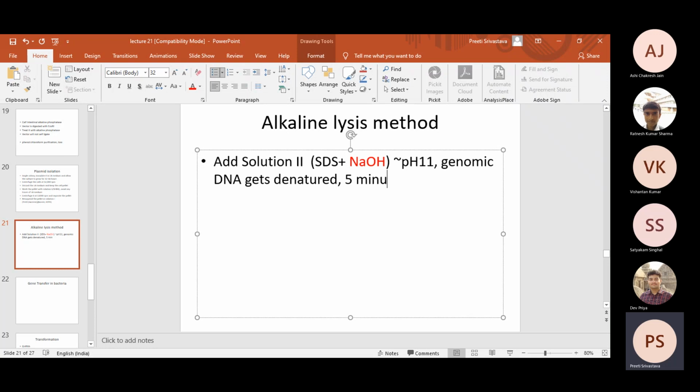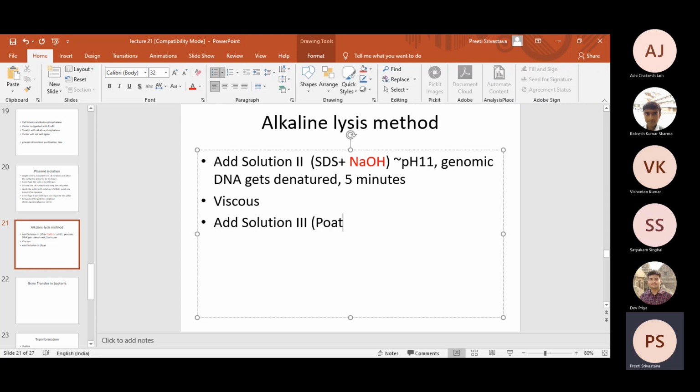This lysis is performed for a maximum of 5 minutes and not more. After this step, you will find that the whole solution becomes very viscous, because you have treated with SDS, which lyses the membrane, right? So the membrane is lysed. Sodium hydroxide has denatured the genomic DNA, so the genomic DNA comes out into the solution and makes it viscous. Now we add another solution, which is called solution 3.